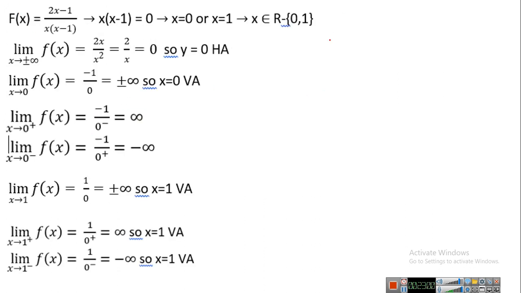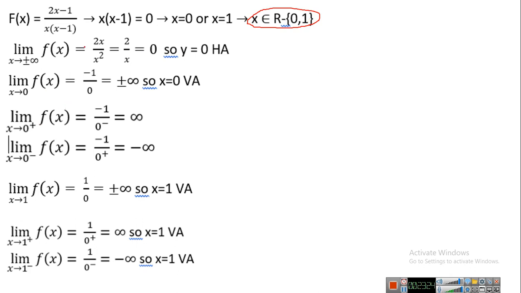I want to talk about something. Guys, if you have a number over 0 plus, or let me see this one before I talk about this. Here I want to find the domain of definition. X cannot be 0, x cannot be 1. You have these two, so I have two vertical asymptotes: x is 0, x is 1. You need to show it.